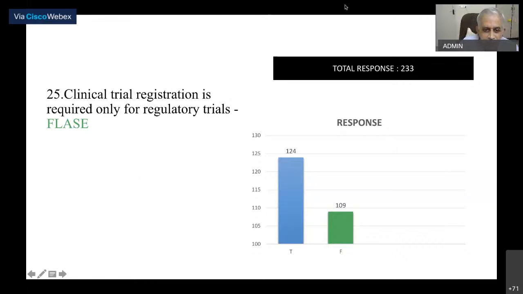called a non-regulatory trial. But irrespective of regulatory or non-regulatory trial, now as per guidelines, we have to register with the Clinical Trial Registry of India, because any good journal will not accept unless it is registered. So you should register. Here also the majority of people got it wrong. Next.